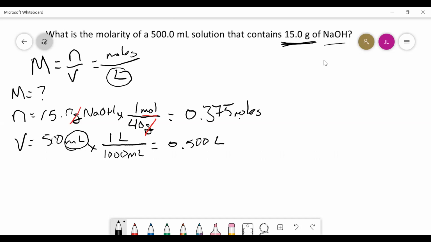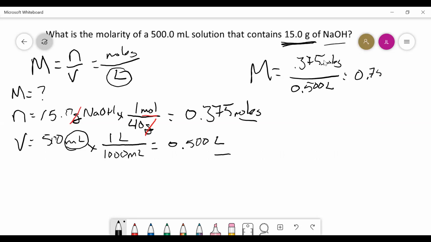We have n in moles, we have volume in liters. Let's calculate it out. So molarity is equal to 0.375 moles, pardon my writing, over 0.500 liters, for a final concentration of 7.50 molar. Let me make that a little neater.